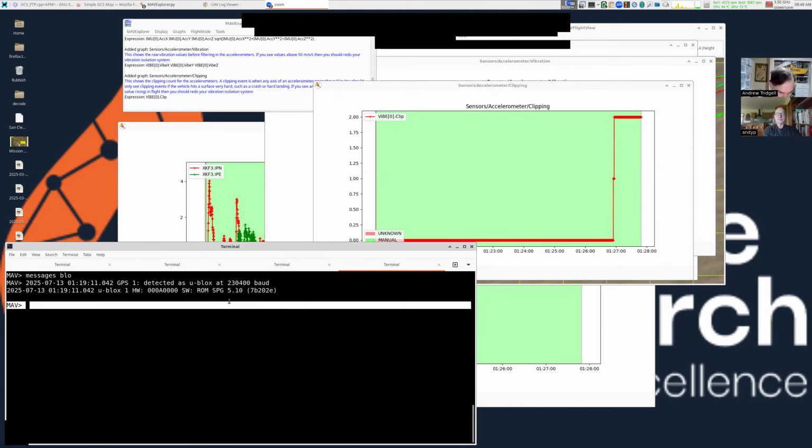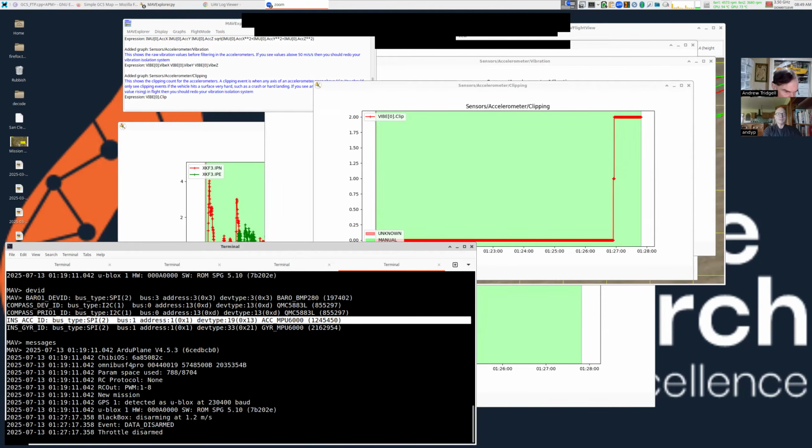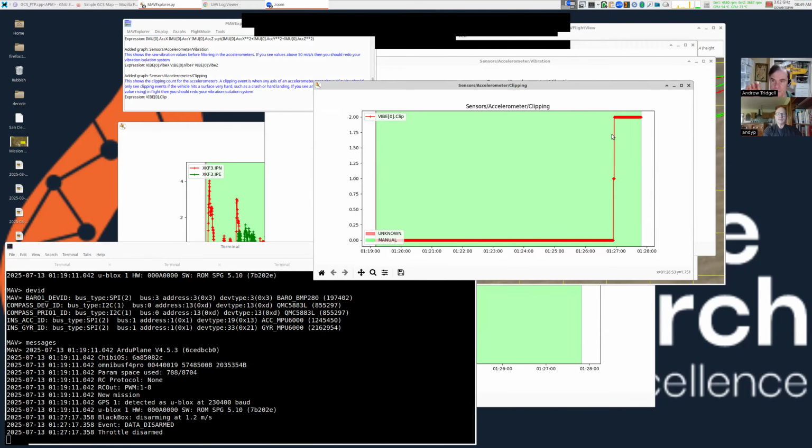We could look up what IMU it is. This particular IMU is an MPU 6000, and it's an Omnibus F4 Pro flight controller running ArduPilot 4.5.3. Now, an MPU 6000 is an ancient IMU. It's not a bad IMU, but it's quite ancient. It can't do something called fast sampling. It's slow sampling, and it means it can't necessarily see all the clipping events, because the clipping events could be hidden inside the speed of the sampling.